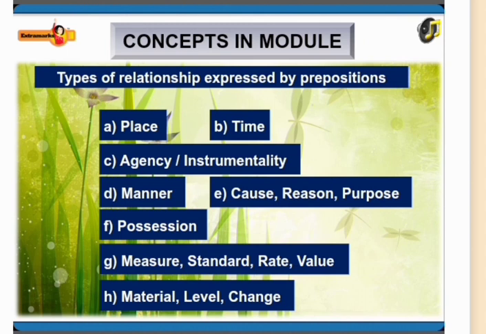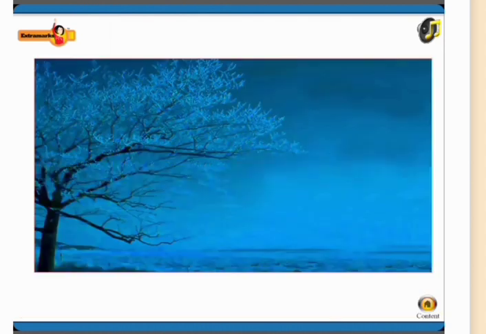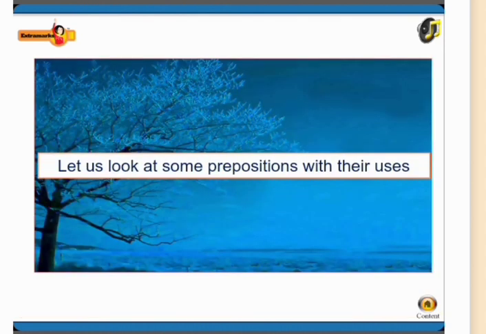Concepts in module. Types of relationship expressed by prepositions: place, time, agency, instrumentality, manner, cause, reason, purpose, possession, measure, standard, rate, value, material, level, change. Let us look at some prepositions with their uses.